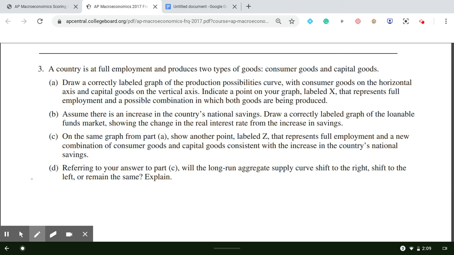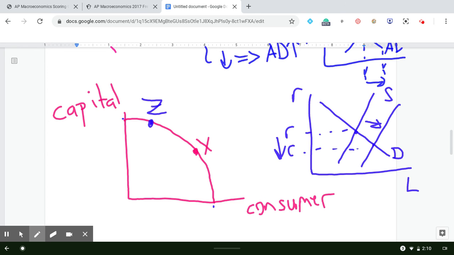And then finally, referring to your answer in part C, will the long run aggregate supply curve shift to the right, shift to the left, or remain the same? Explain. It's going to shift to the right because a lower interest rate means, as this shows, more capital formation. If there's more capital formation, it'll increase the productivity of the country in the long run, and in the long run, the aggregate supply curve will shift to the right.